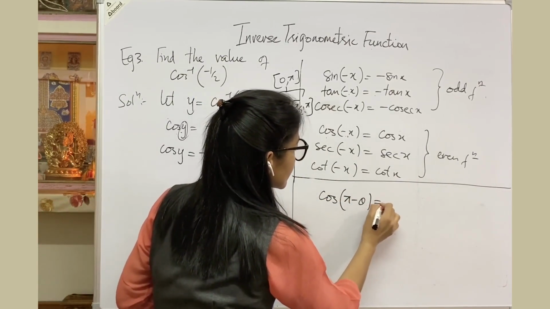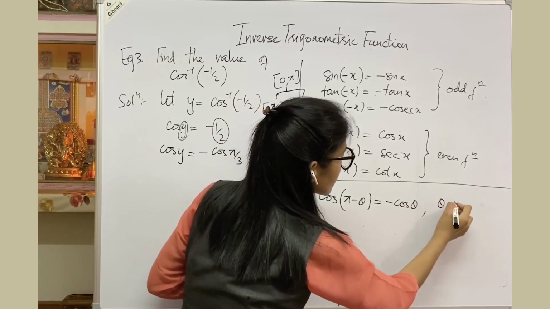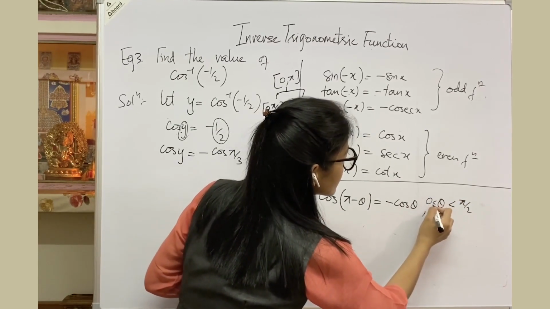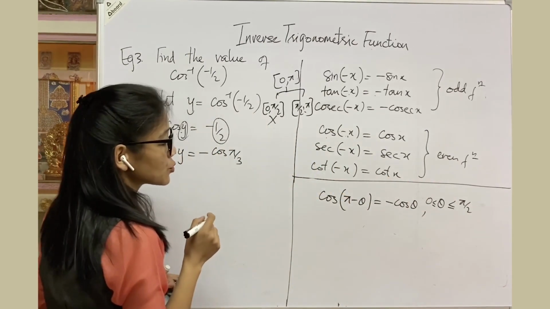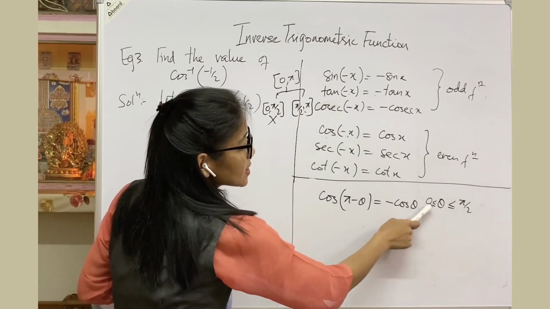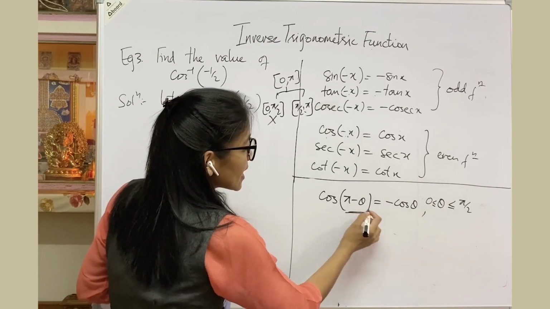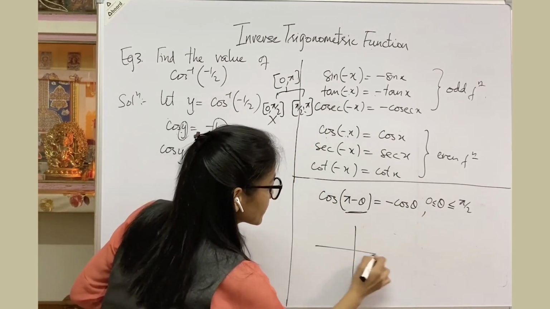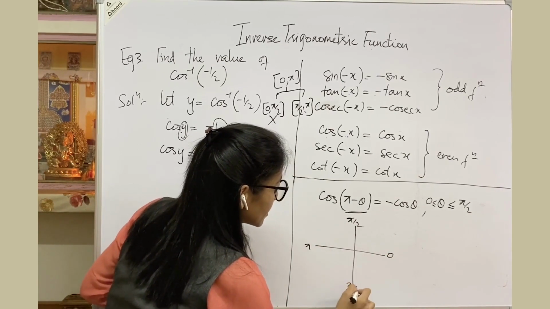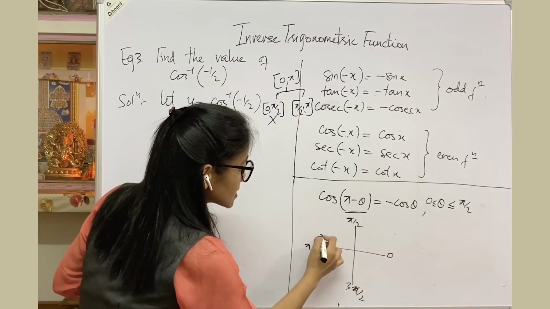Cos of pi minus theta is negative cos theta, where there is a restriction on theta: 0 is less than or equal to theta, which is less than or equal to pi by 2. So when I subtract theta, which is less than 90 and greater than 0, from pi, this angle enters the second quadrant. Here this is pi by 2, this is 0, this is 3 pi by 2. Now when I write pi minus theta, I'm entering the second quadrant.